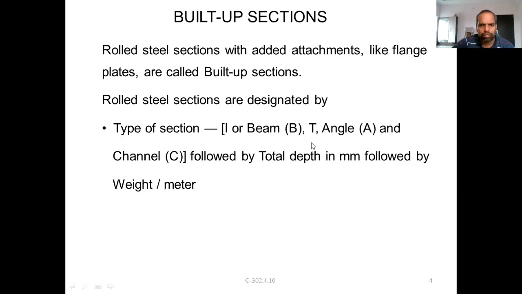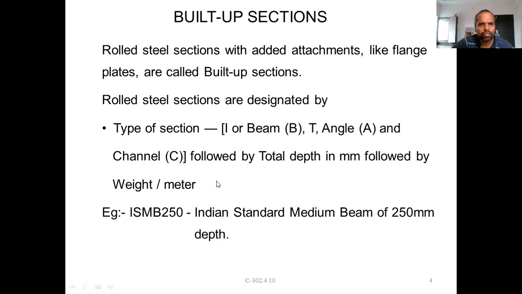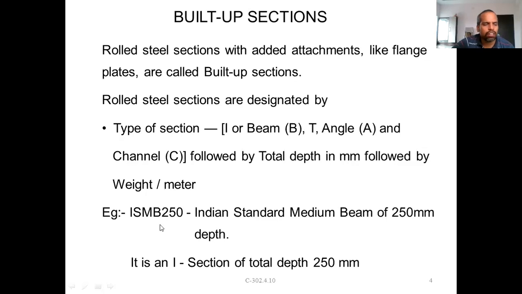Each has its own requirements. Wherever it is required, we have to use the appropriate section. Like ISMB 250, Indian Standard medium beam of 250 mm depth, followed by weight per meter. In some cases, for the same designation we get different sections. In ISMB we don't get different sections, whereas for ISHB 250 there are two sections available with different weights and different properties, even though the size and overall depth are the same.